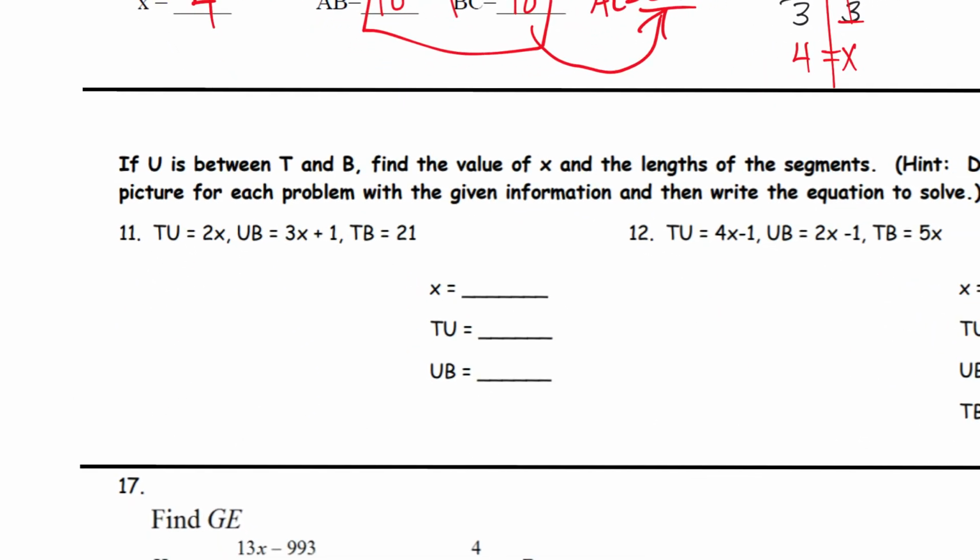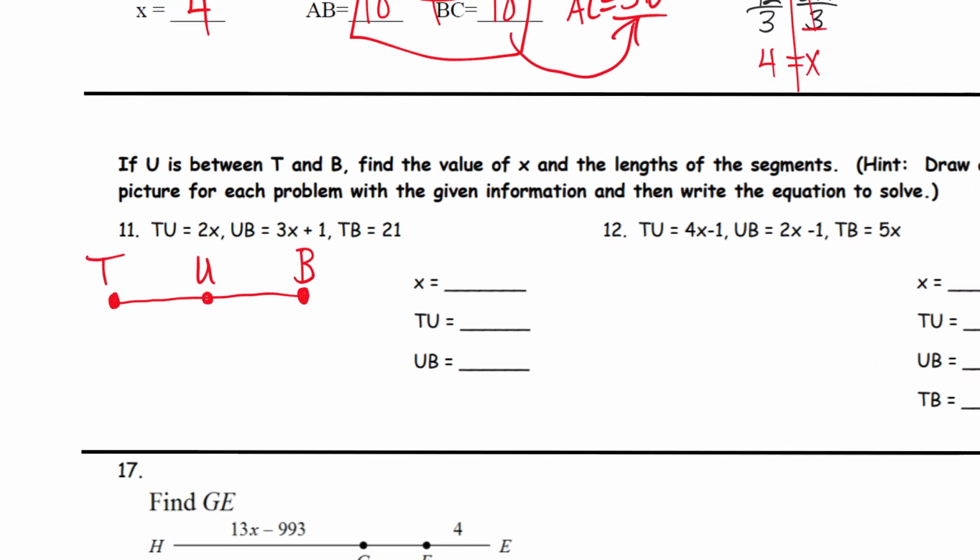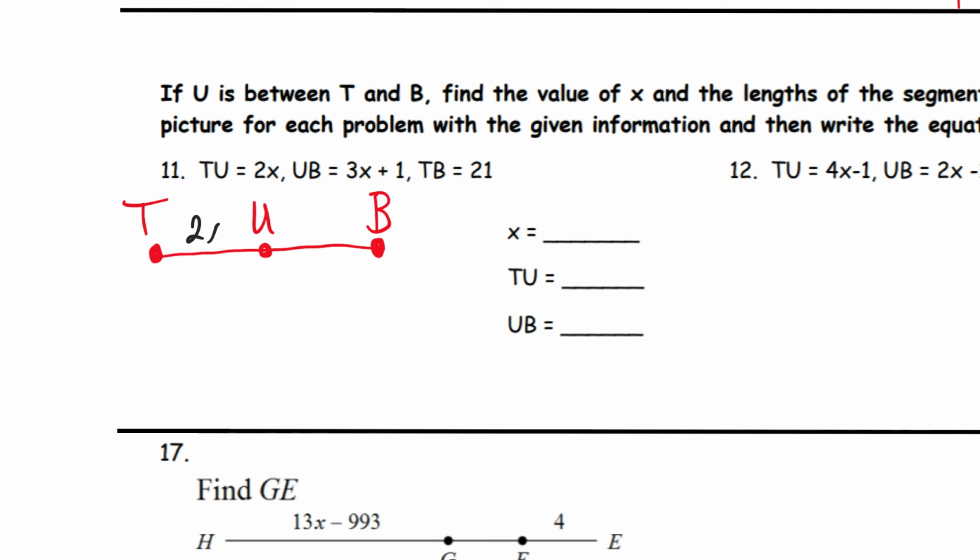Okay, on this next one it says if U is between T and B, so I'm going to draw this real quick. So T, B, and it says U is between there. Okay, it says TU is 2x, UB is 3x plus 1, and TB, the whole thing from here to here, is 21. All right, we need to find x, TU, and UB. There's not much room here, so I'm just going to try to cram this in right here.